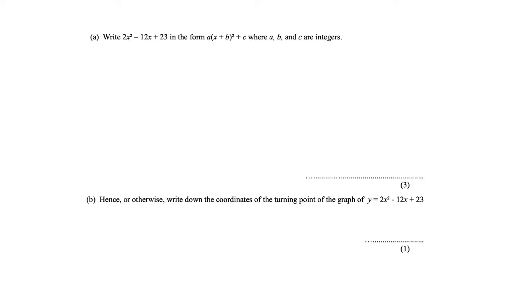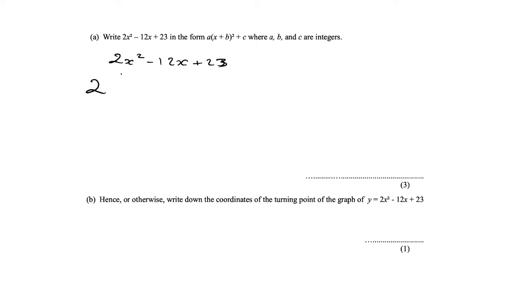Okay, next question. This time we have a number in front of the x squared. And all we're going to do is divide the whole thing by the number in front of the x squared to get a more simplified version. So because it's 2x squared minus 12x plus 23, let's divide all of this by 2 to get x squared with no number in front of it.